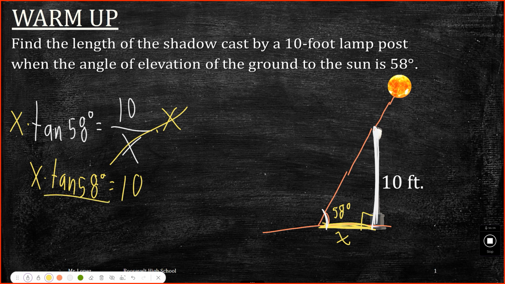Divide by tangent 58. We're doing all this work, but all they do is switch spots. Tangent of 58 degrees, cancel this. X equals that, which you could have just switched them spots. It would have been the answer there, no? So get a calculator: 10 divided by tangent of 58 degrees.